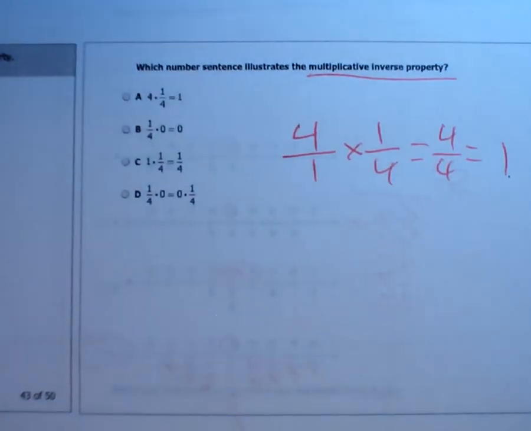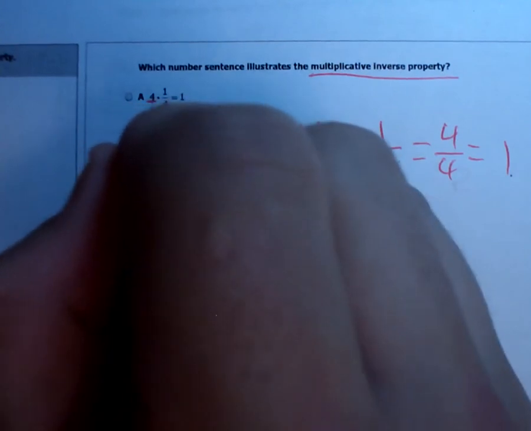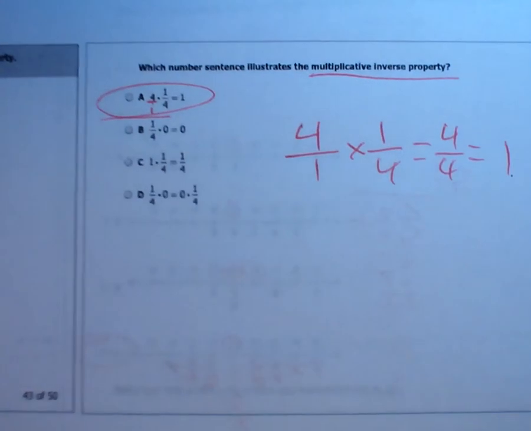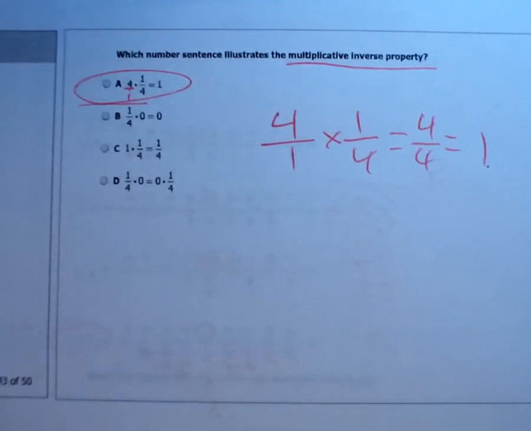So the property is saying anything times its inverse equals 1. 5 over a trillion times a trillion over 5 equals 1. Everything times its inverse equals 1. And that's what this is telling you. So 4 over 1 times 1 over 4 equals 1. You're looking for the one that equals 1. And it has to have fractions in it. Keep that in mind. Hopefully it's not going to be on the SOL, but just to let you know if it is.